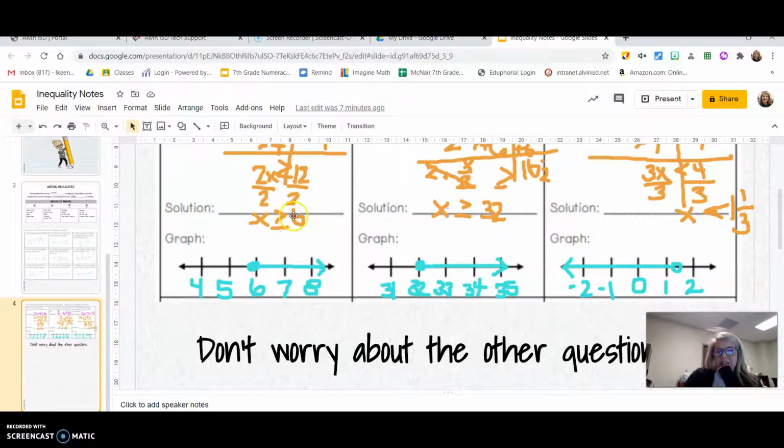So 6 is greater than or equal to 6. 7 is greater than or equal to 6. 8 is greater than or equal to 6. It could be 53, because remember that arrow just keeps going and going and going.